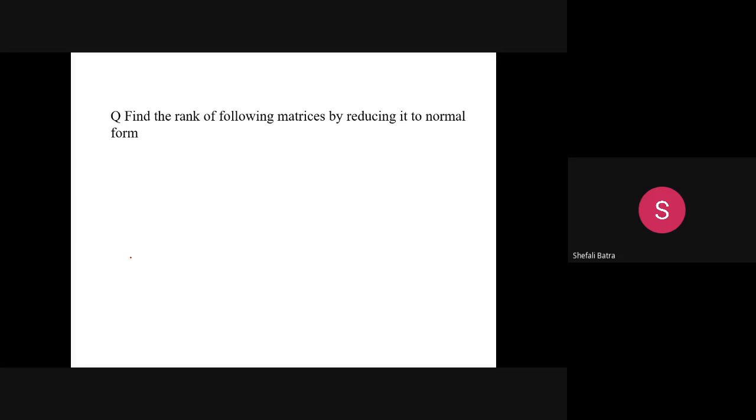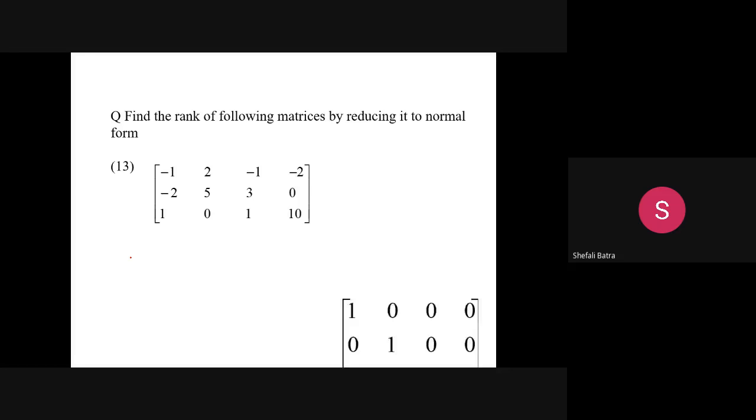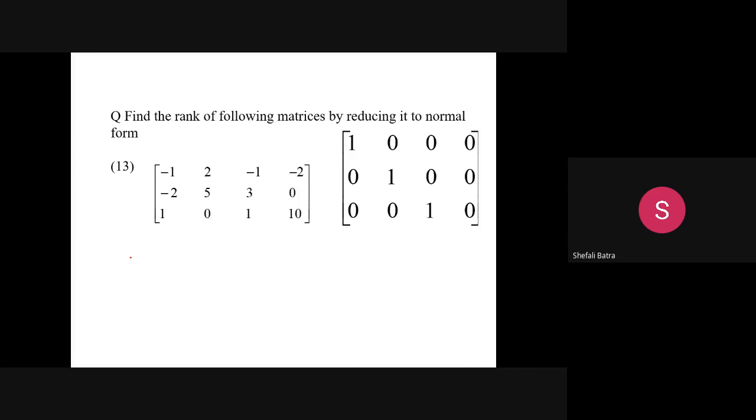Now let us have an example. Find the rank of the following matrix by reducing it to normal form. So this is your given matrix and you need to convert it into normal form using elementary operations. You can use row as well as column operations. So let us start. Our goal is this: I need to make an identity matrix. I can make at most an identity matrix of order 3 for this rectangular matrix. So this is our goal.